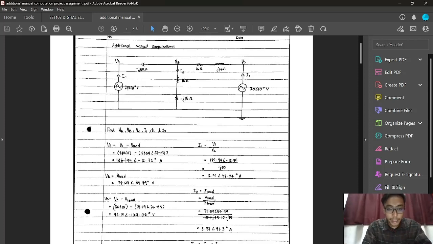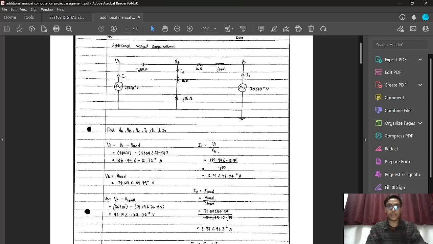So I get this answer: 185.64 angle negative 11.75. V load is 71.59 angle 34.99. VC is equal to E2 minus V load, so I get 46.17 angle negative 129.08.